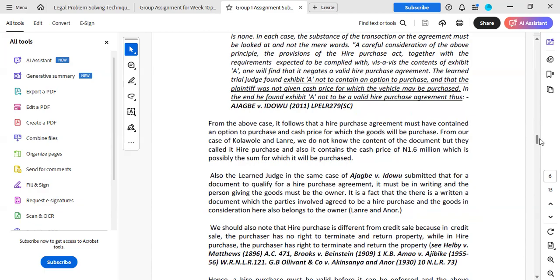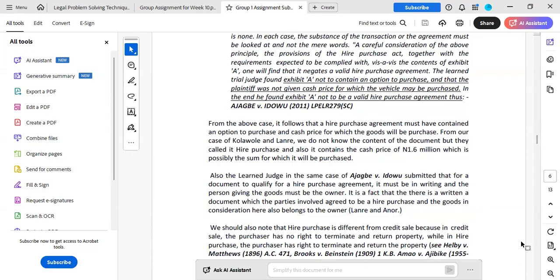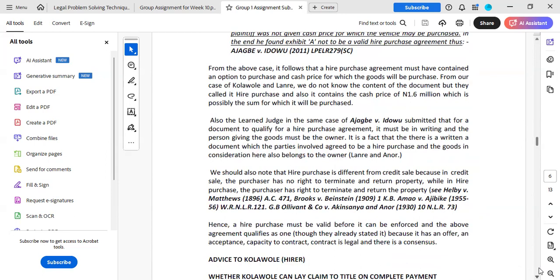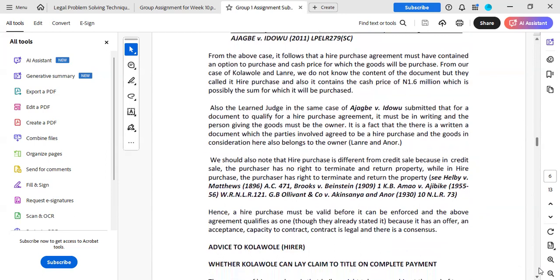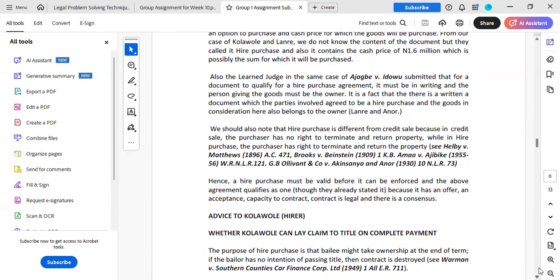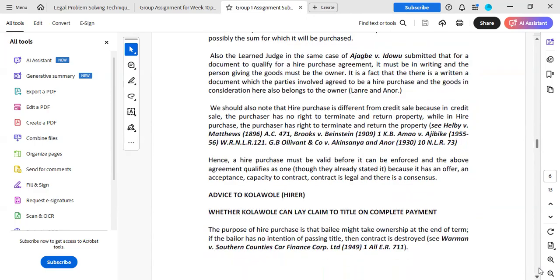Also, the learned judge in the same case submitted what a document must contain to qualify. And we should also note that hire purchase is different from credit sale, because in credit sale the purchaser has this, and hence a hire purchase must be valid before it can be enforced. Then he said, this is my advice to Kola Wole. So you can see that it is very, very important.